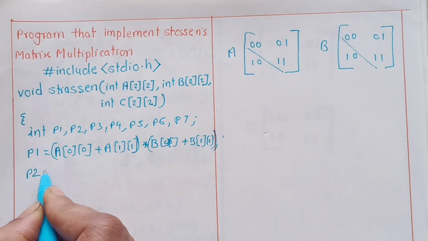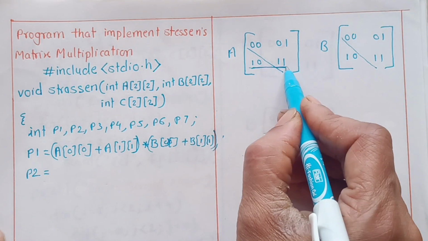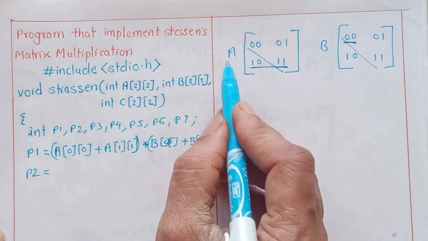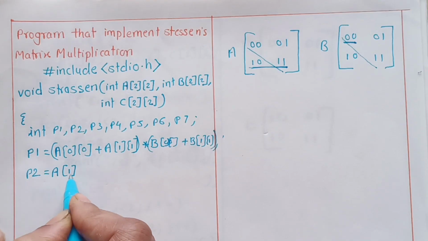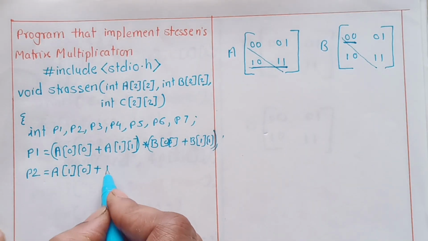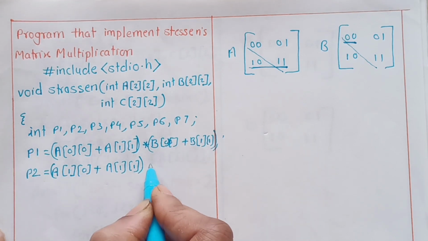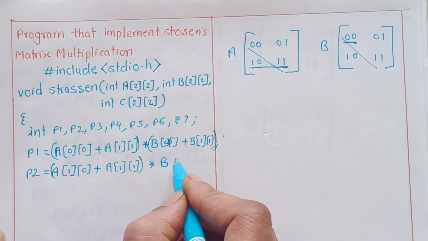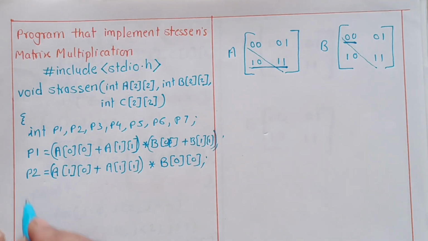Next is the P2 formula. The P2 formula is what? The bottom row of the first matrix into the first element of the second matrix. Okay, so what is the bottom row of the first matrix? A of 1 0 plus A of 1 1, into what? The first element of the second matrix, B of 0 0. Okay, next P3.